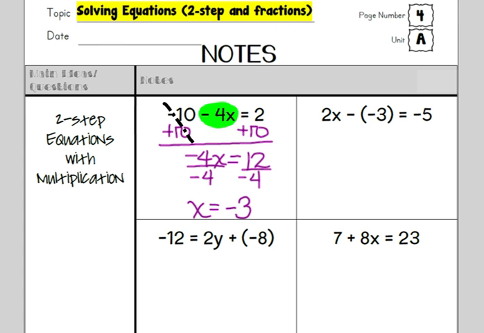Let's try another one. So we have 2x minus -3 equals -5. So this came up a few times last week, that when you have this minus negative, this minus sign is referring to the opposite. And if you have 2x and the opposite of -3, well, the opposite of -3 would be a +3. So this is the same as 2x, and the opposite of -3 would give us a +3.